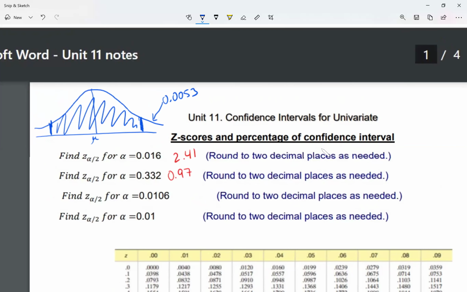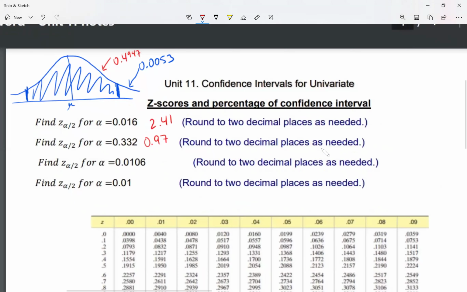And based on that, I'm going to say this area right here is 0.4947. Follow me? Remember, those two combined have to add up to 0.5 because it is only half of our graph. So, okay, let me find 0.4947 on my C table.